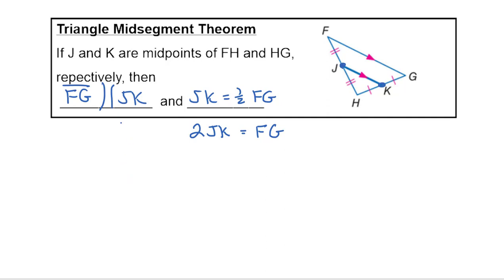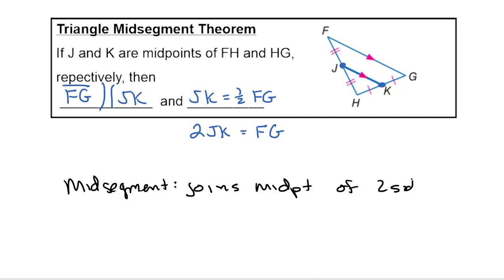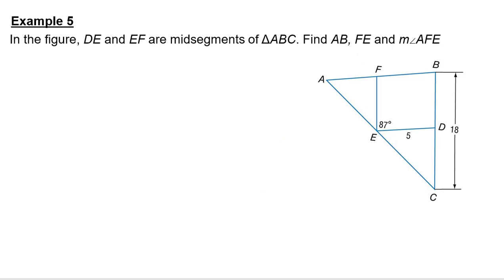So, okay, there's two things. Triangle midsegment. So the midsegment joins the midpoints of two sides of a triangle. So I have two sides of a triangle. If I have a midsegment, that segment, JK, is going to be parallel to FG. Also, JK is half the length of FG. Okay.